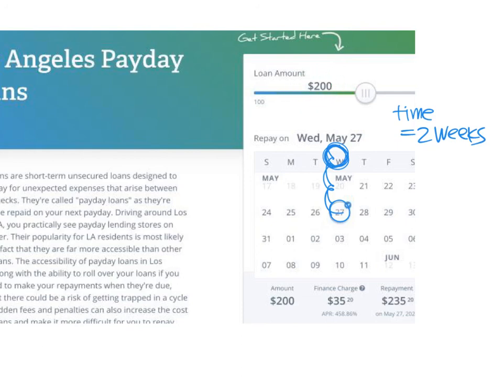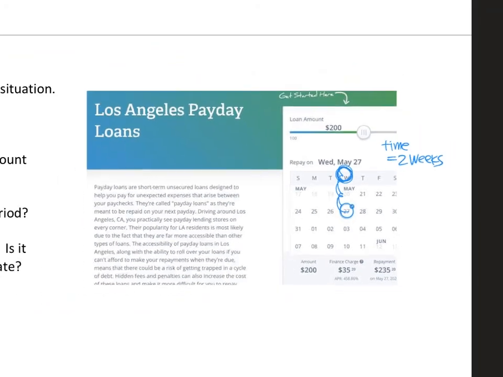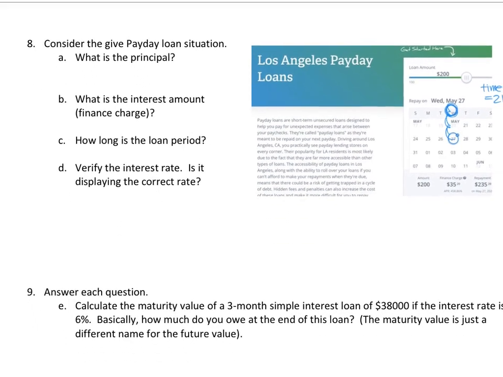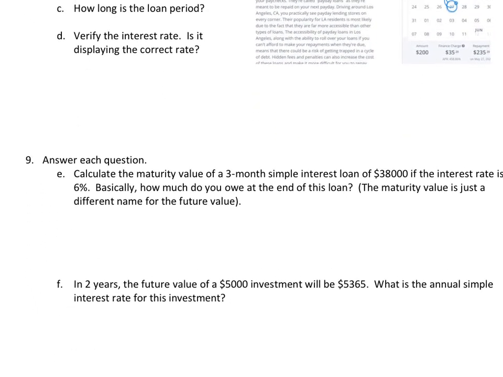So I was going to borrow $200. They give you a little scenario here, right? If I want to borrow $200, I have to pay back in 2 weeks. They're going to charge me $35.20, so I have to pay back $235.20. And they're saying APR here, you see the very tiny small print. That's basically the interest rate, 458.86% interest rate. That's crazy high. So the question is asking to verify this information, okay? I'm going to have you finish number 8 and then the rest of the worksheet. I think that's it.